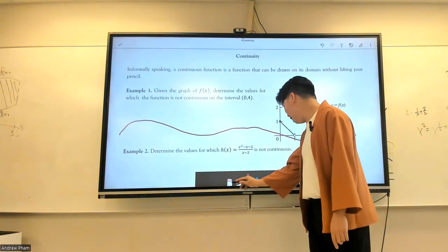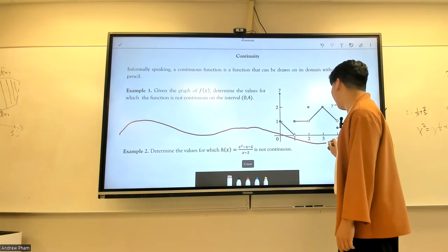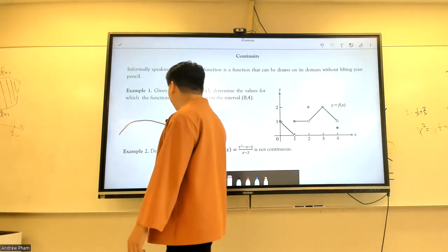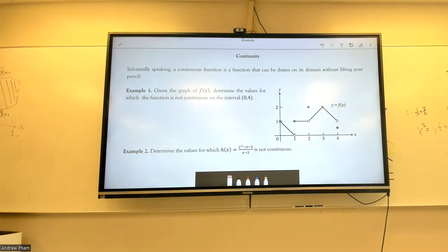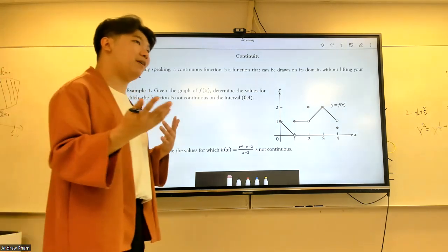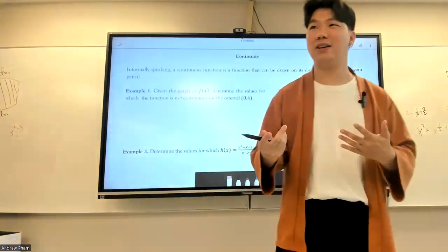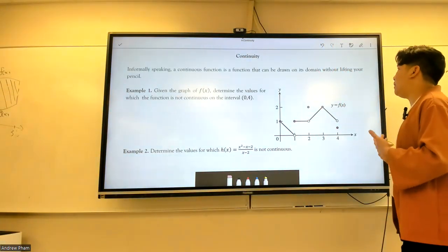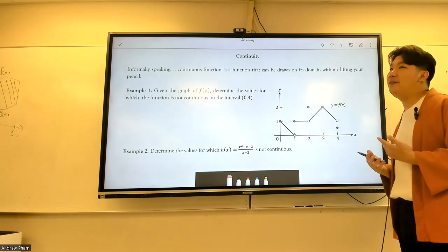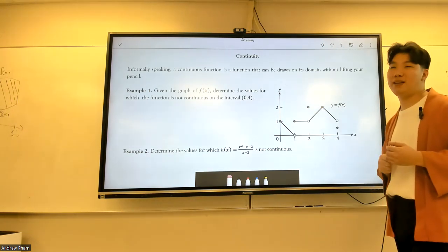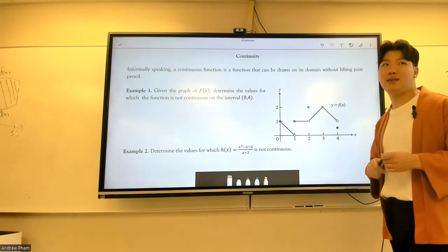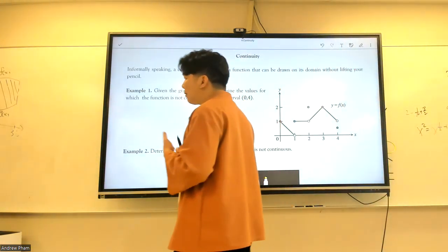But if instead I had to pick up my pencil at some point, that would be an example where I'm no longer continuous. I had to make a hard break in my drawing. So informally speaking, a continuous function, remember we can always graph a function, is a function that can be drawn on its domain without lifting your pencil. In other words, going from left to right, you can trace it without lifting your pencil. If you can do that, then we're going to call it continuous.